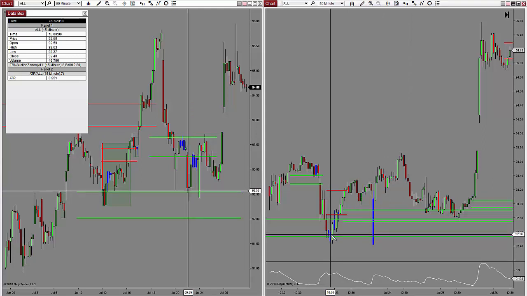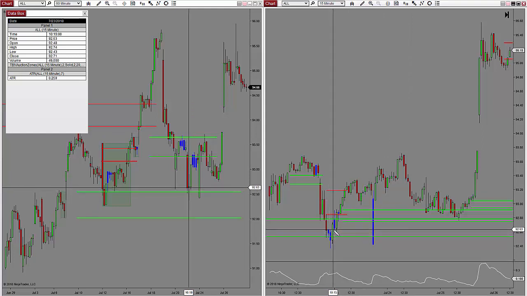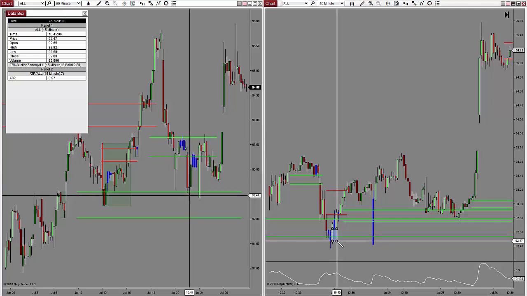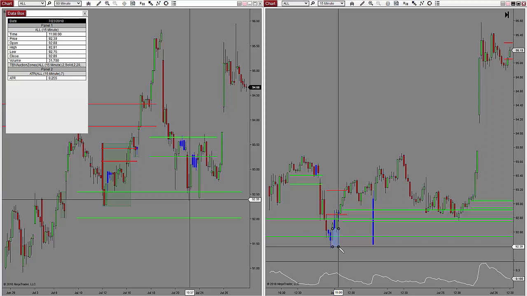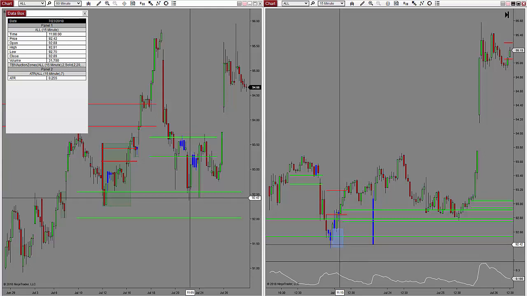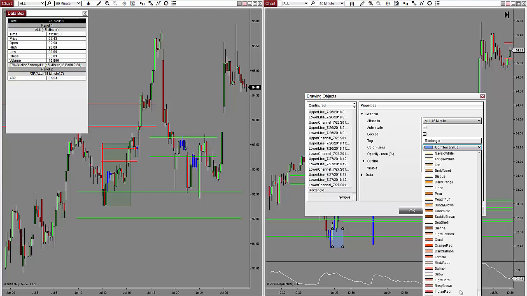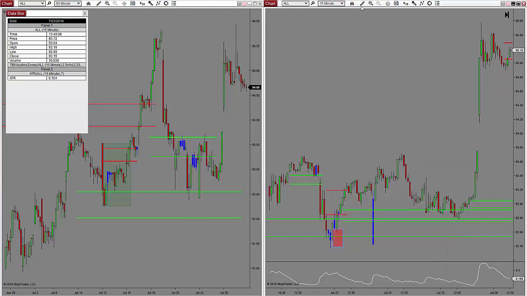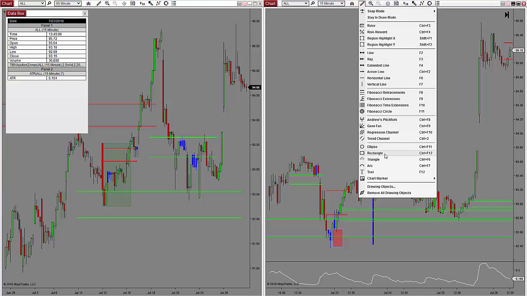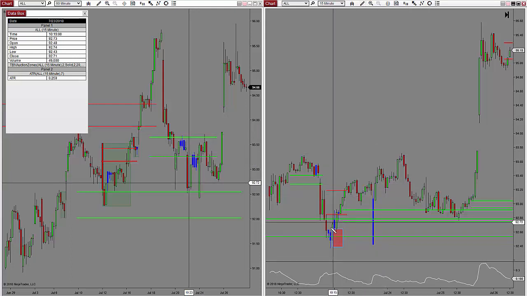So your actual entry is at 92.64, down to 92.39 is my risk. That's 25 cents. So let's go ahead and color this red because that's the risk. My potential reward is going to be $2.50. So that's going to take me to what, 95.14?